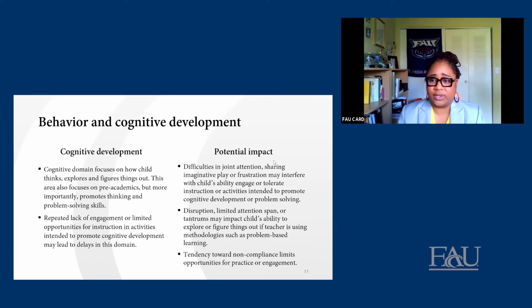let's think about a classroom where a teacher is using constructivist methodology or problem-based learning. So a child who has limited attention span might not be able to attend to the task long enough to get something out of it. If a child is exhibiting problem behavior in the area around non-compliance or setting limits or testing limits, this might present difficulty in cognitive development, because non-compliance means that they're not following the instructions or they're not listening to the instructions in order to problem solve in a way that we as teacher facilitators would like them to do.